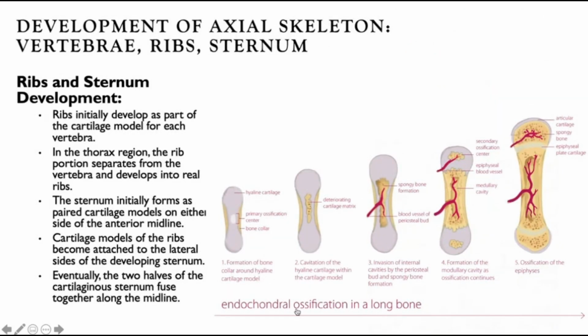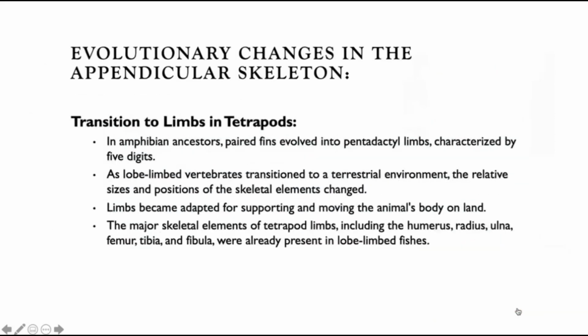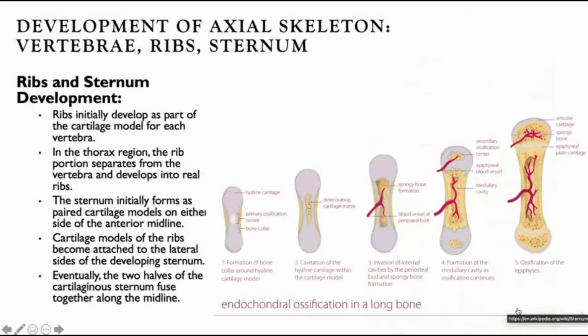Then the cartilage models of the ribs are going to become attached to the lateral sides of the developing sternum, which you can see in the picture here. As you can see, the sternum is right here and it's articulating with the ribs right there. And then the last point of what we're talking about today: eventually the two halves of the cartilaginous sternum are going to fuse together along the midline. So eventually, as we said, the sternum is going to come together in the middle.